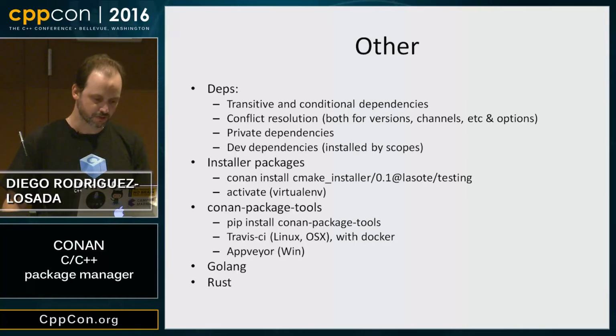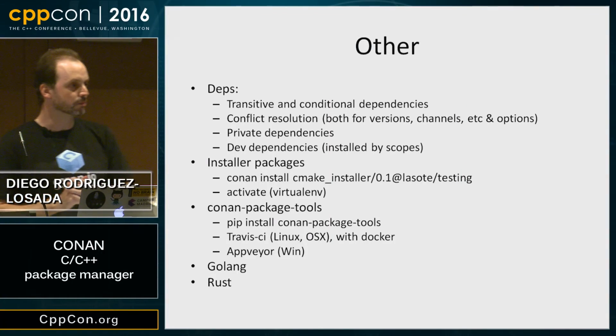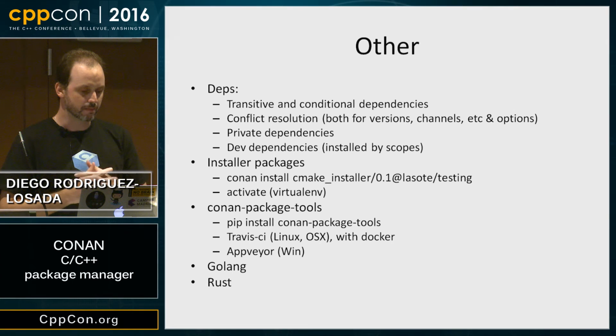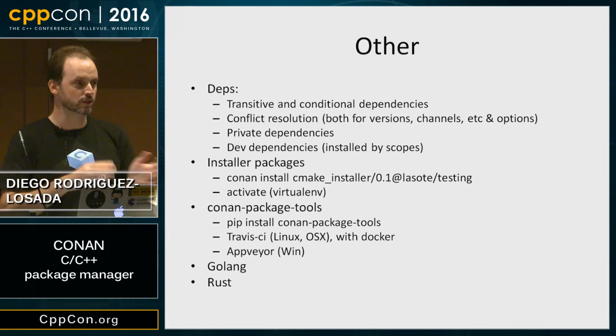So, time to finish. This is only a very small part of Conan. We have many things. Of course, we have the typical dependency management, such as conflict resolution, overriding dependencies, and options. You can have dev dependencies for tests, for example. You can create packages for tools like CMake, and you can install several versions of CMake and switch among them.